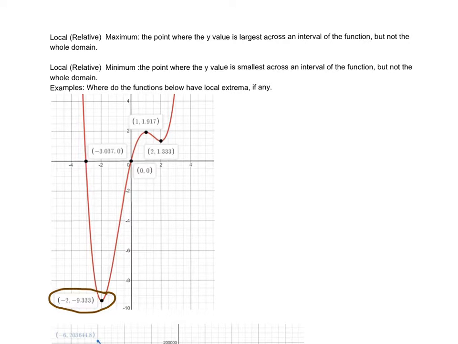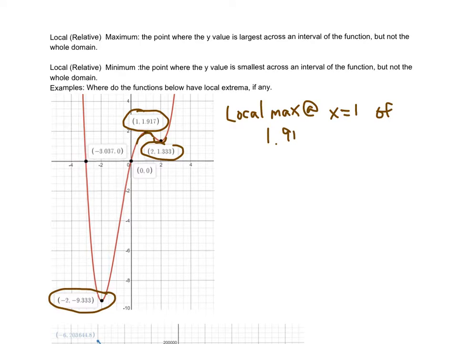So when you look at this, do you see any points where they are the highest or lowest point in a certain region? And I actually see two of them, and that would be this one, because that's the highest in this little area, and it would be this one, which is the lowest in this little area. So the way we would write that is we'd say there is a local or relative max, and that's going to be at x equals 1 of 1.917. So that's the local max because it's kind of at the top of the hill.